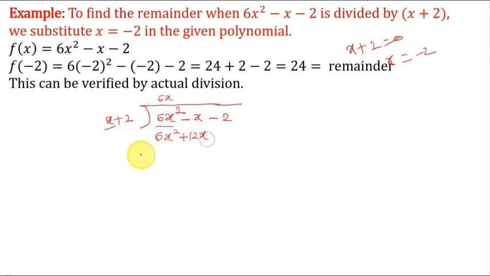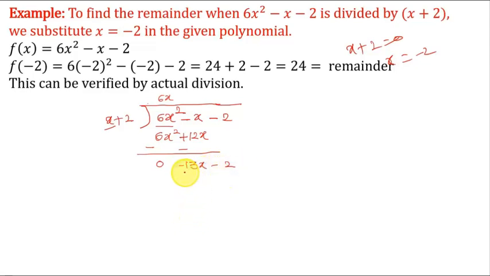12x. Now, this is the division. We have to change the sign. Plus to minus, plus to minus. 6x square minus 6x square, their algebraic addition is 0. Minus x and minus 12x, then you will get minus 13x and minus 2.